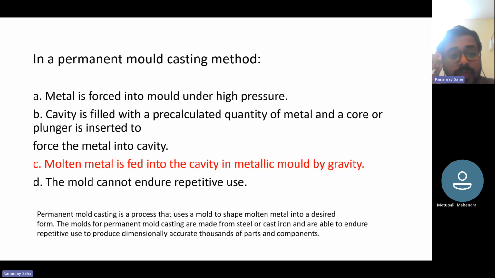Then there is a question about permanent mold casting. Permanent mold casting is a process that uses a mold to shape molten metal into a desired form. The molds for permanent mold casting are made from steel or cast iron, and are able to endure repetitive use to produce thousands of dimensionally accurate parts and components. In permanent mold casting, the molten metal is fed into the cavity in the metallic mold by gravity. So this is the correct option, option C.